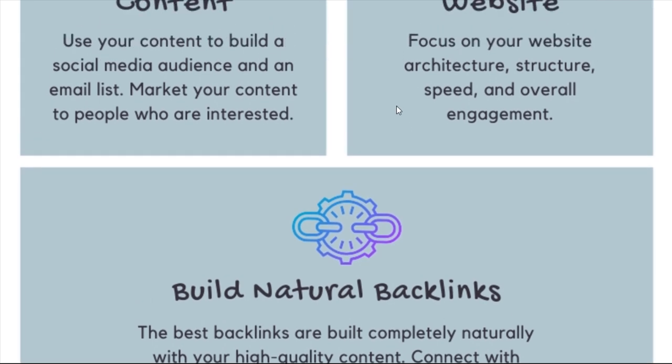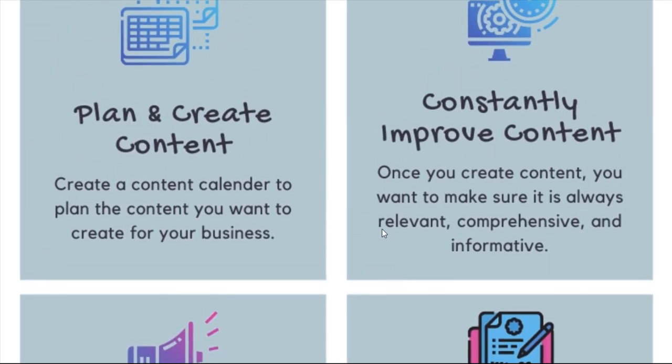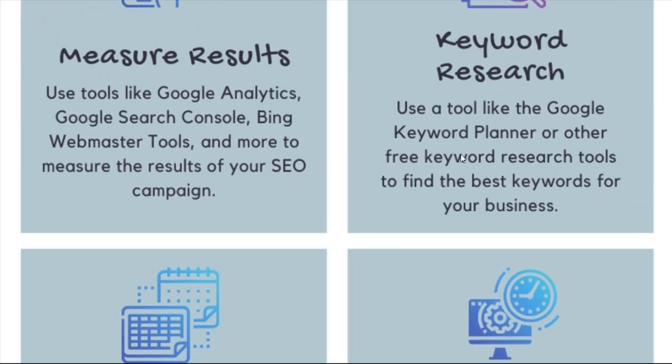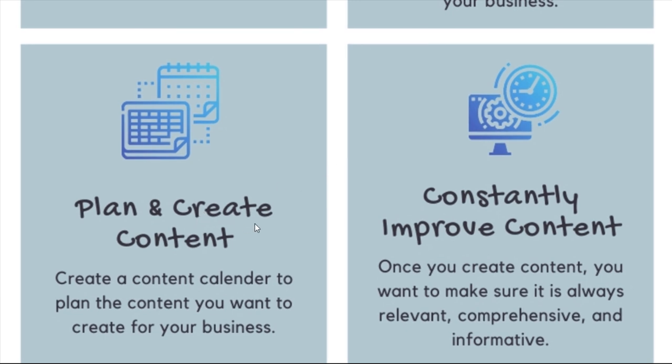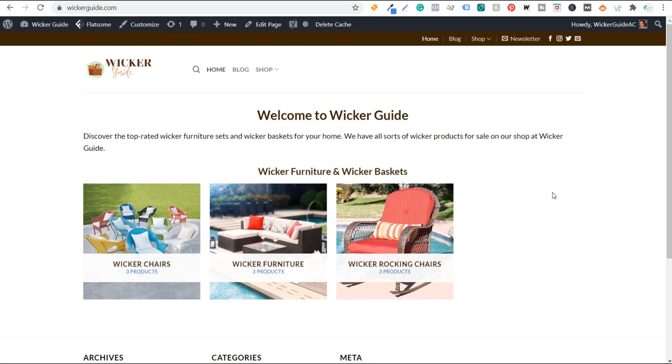But truthfully, my main focus is always on creating content. So keyword research, planning and creating content, and constantly improving content are the 3 steps that I focus on the most when it comes to SEO. Okay, so let's get started with step 1. And step 1 is going to be to measure results.